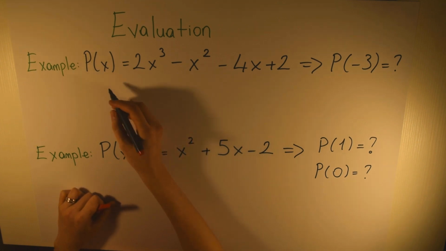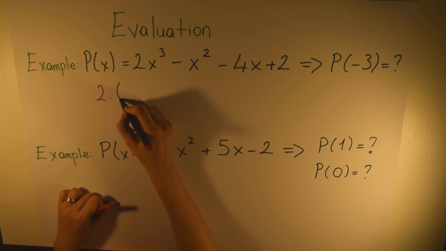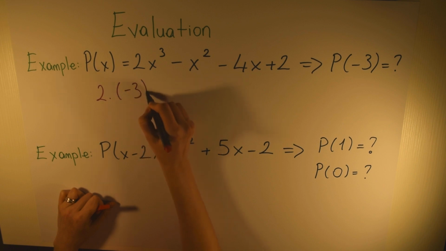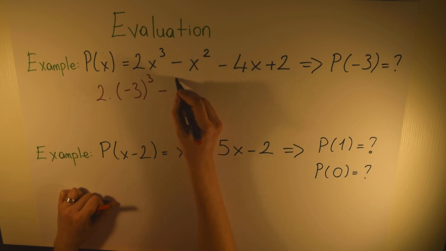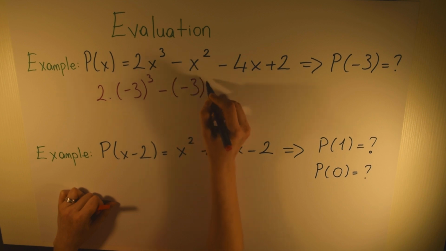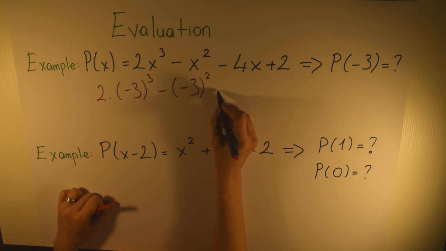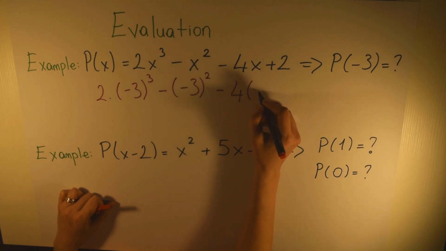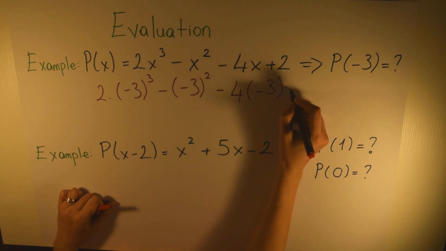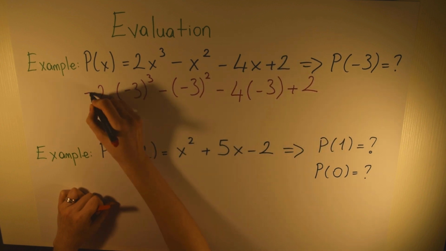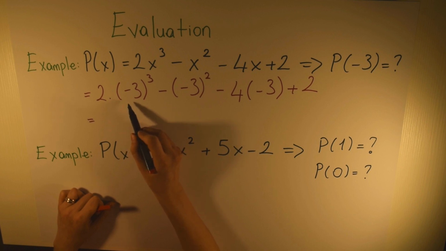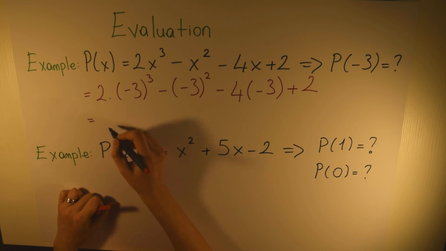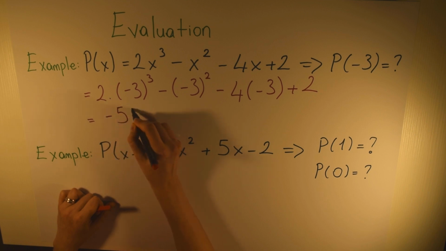So let's write them down. Here we have 2x to the power of 3, which means (-3) to the power of 3, minus x to the power of 2, which means (-3) to the power of 2, minus 4x. We write here (-3) plus 2. And then we have, this is -27. -27 times 2 is equal to -54.